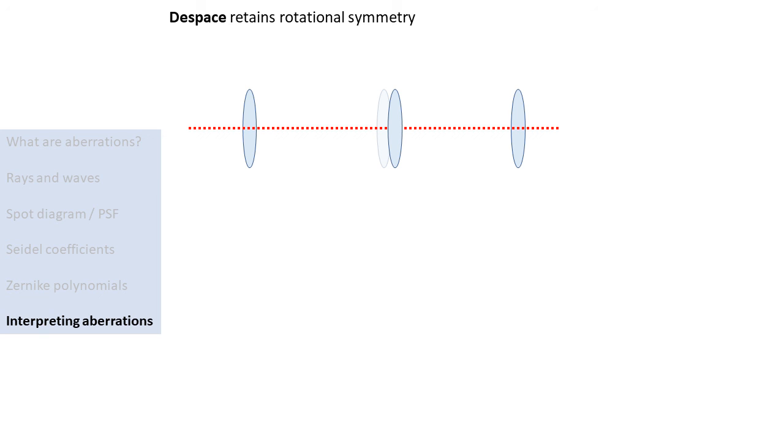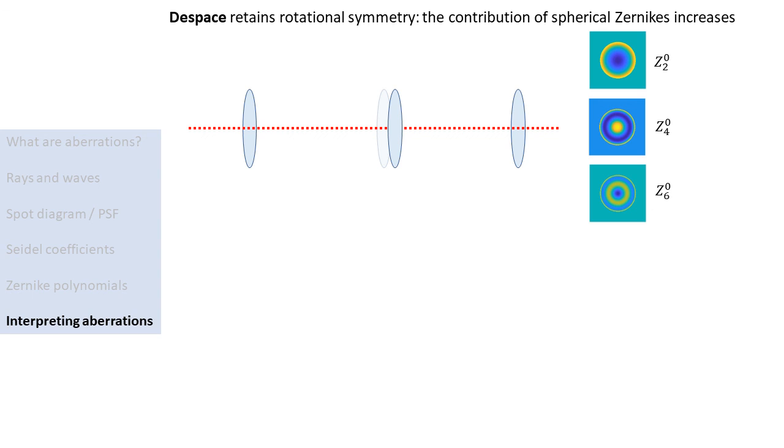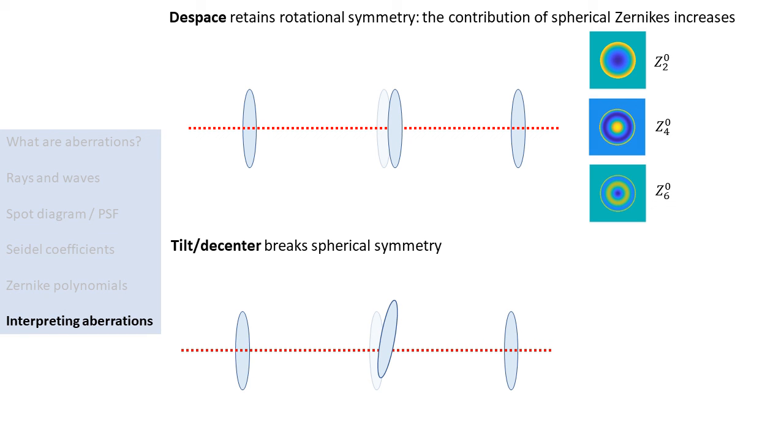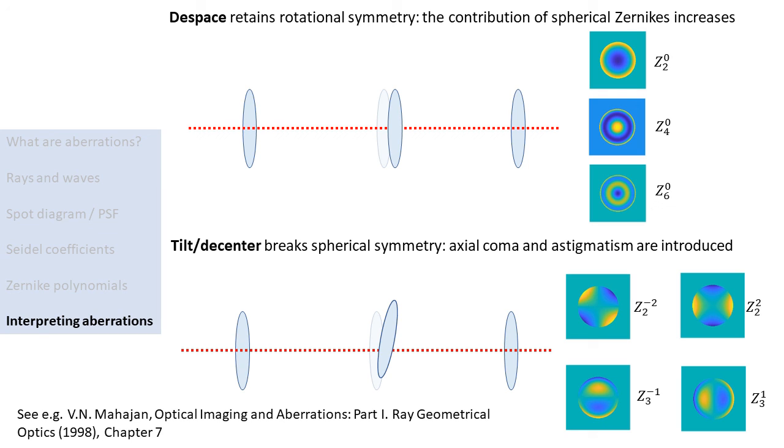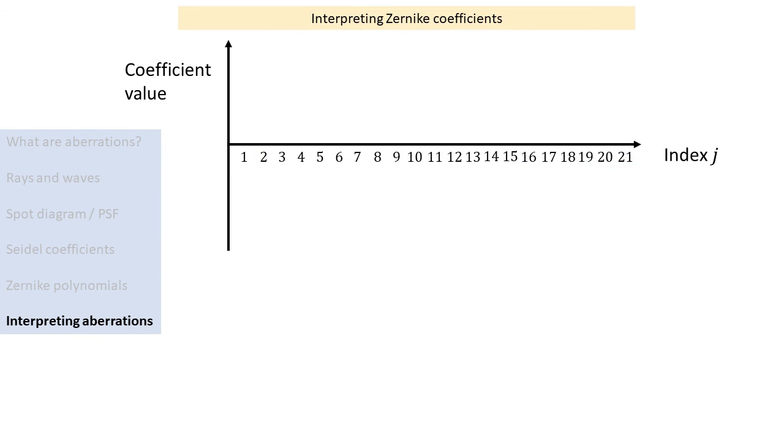Therefore, despacing will affect the presence of rotationally symmetric or spherical Zernikes, but not the other Zernikes, at least on axis. On the other hand, if a lens element is tilted or decentered, asymmetric Zernikes, such as on-axis astigmatism and coma, will be affected. Once an optical system has been manufactured, its wavefront error can be measured experimentally. This wavefront error can be decomposed in Zernikes, and the resulting coefficients can then be communicated and interpreted.